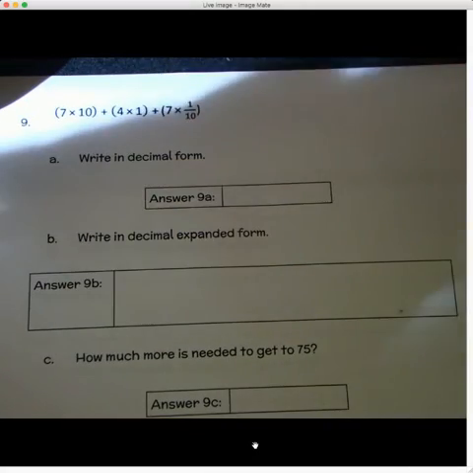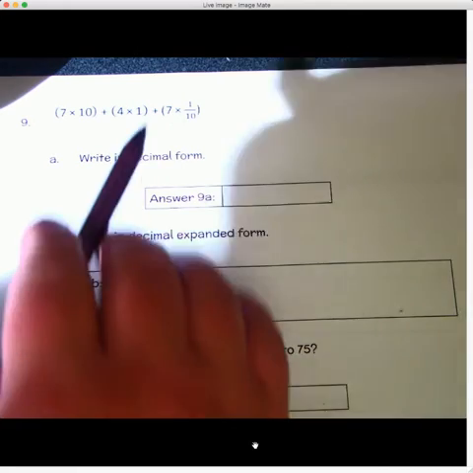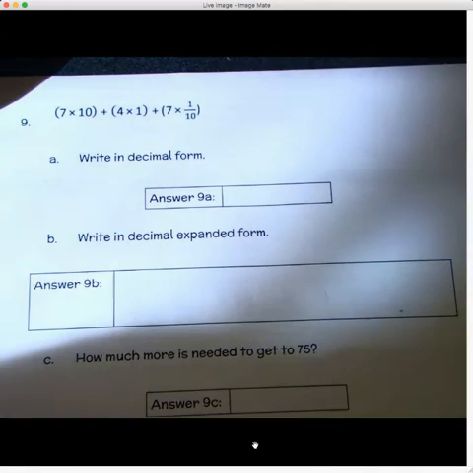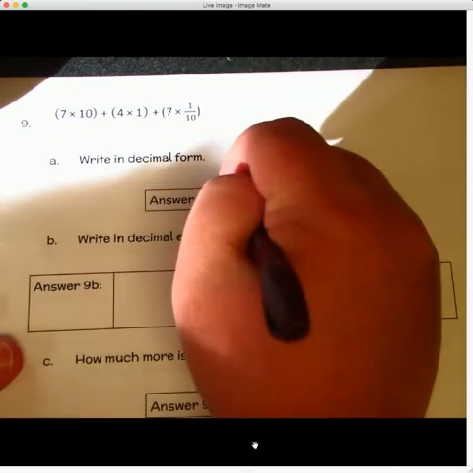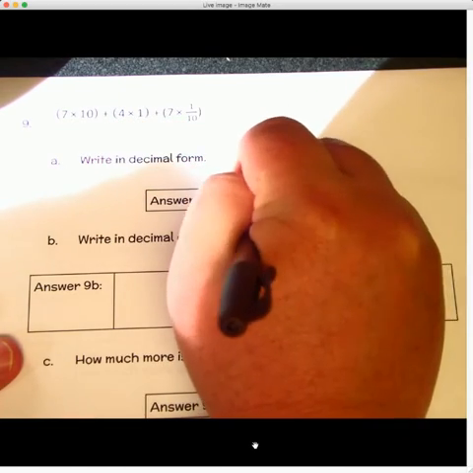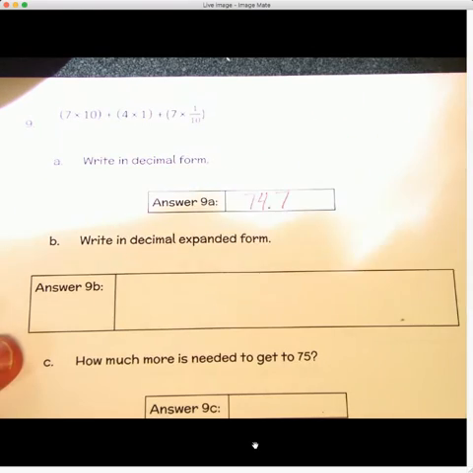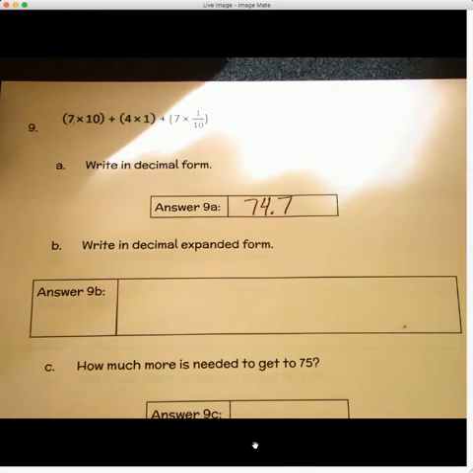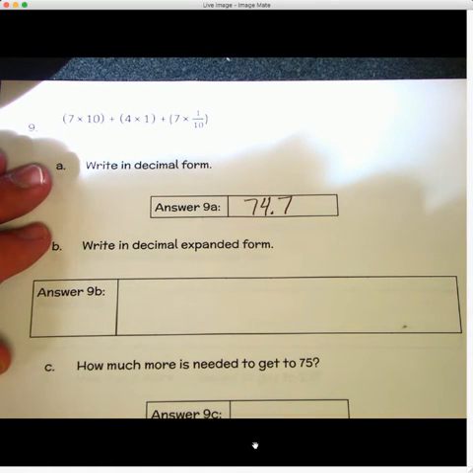Another one. This time we've got the decimal expanded form. No, we don't. We've got the fraction expanded form. But we've got to write it in decimals. So we've got 7 tens. We've got 4 ones. And we have 7 tenths. Looks like 74.7. 74 and 7/10 is how we say that.